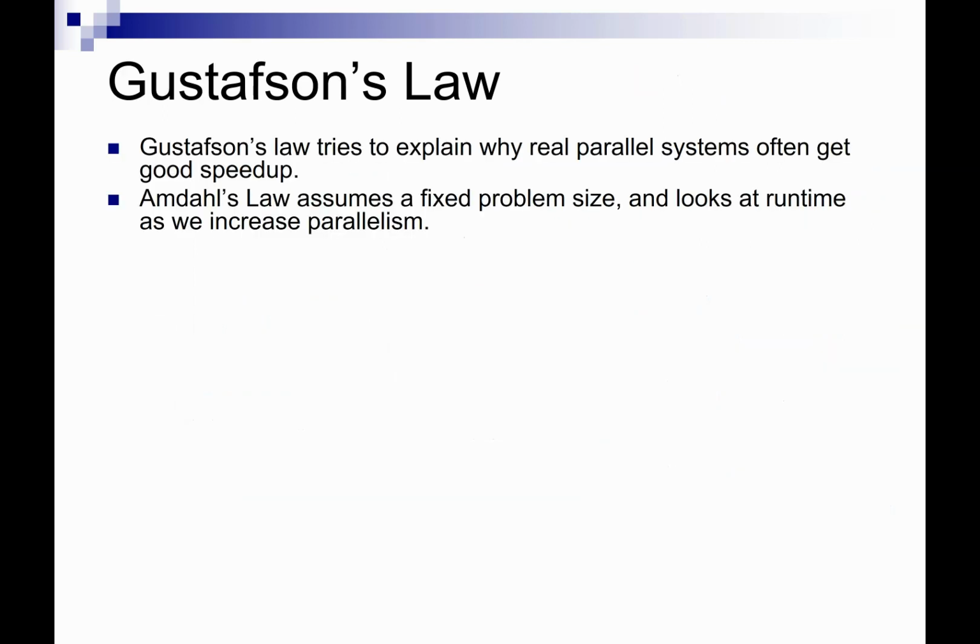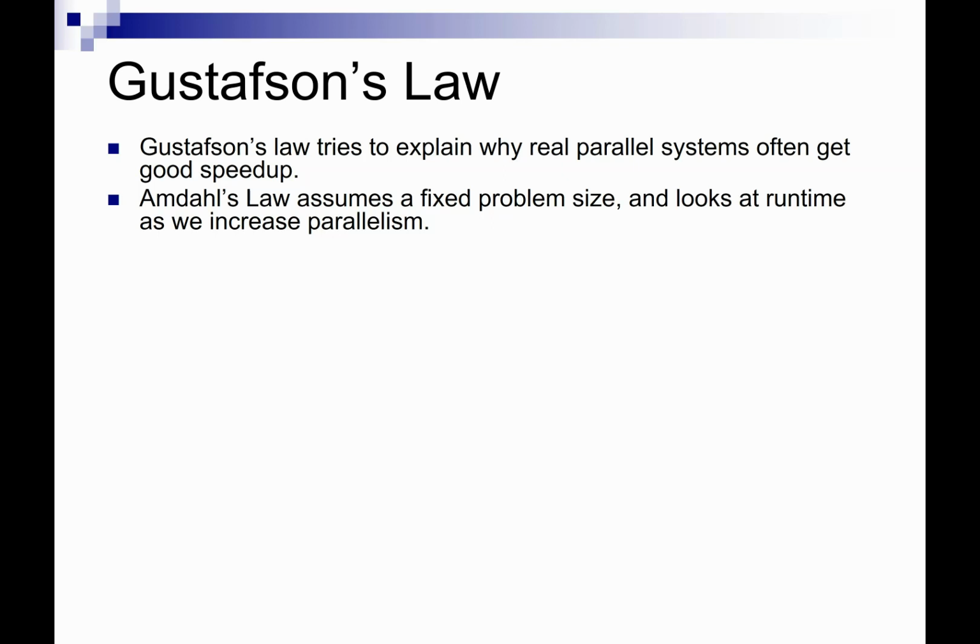Next we're going to look at another law. This is another way of looking at parallel performance, and it is probably closer to reality than Amdahl's law. This is called Gustafson's law. It tries to explain why real parallel systems usually get good speedups, so we can get 1,000x speedups, 10,000x speedups, unlike what Amdahl's law predicts.